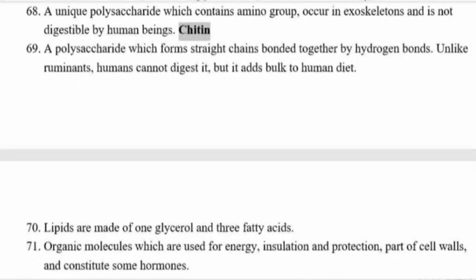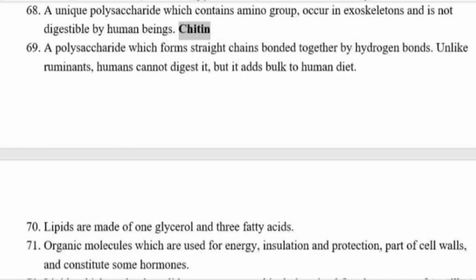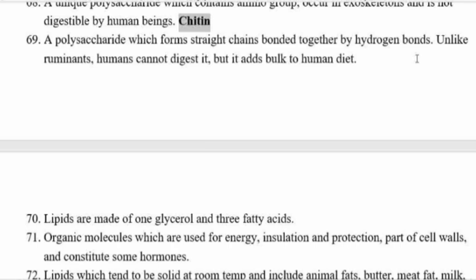Then number 69, a polysaccharide which forms straight chains bonded together by hydrogen bonds. Unlike ruminants, humans cannot digest it, but it adds bulk to the human diet. What name or terminology can you use for this one? We will refer to it as cellulose. So cellulose is actually a polysaccharide like chitin. It forms straight chains, and the chains are bonded together by hydrogen bonds. Unlike ruminants, which are able to digest it, human beings cannot, but for human beings, it adds bulk to the diet.